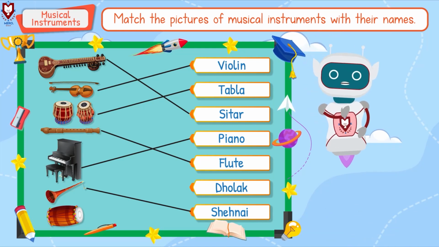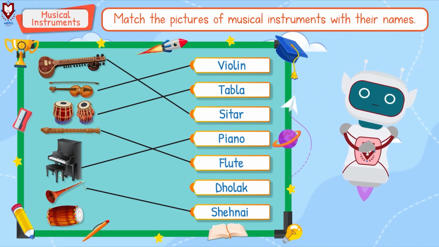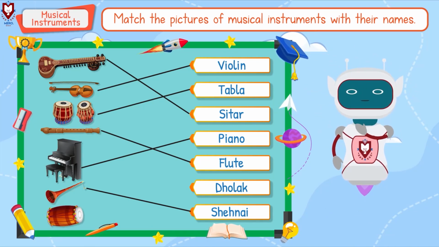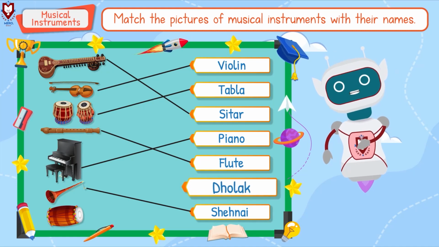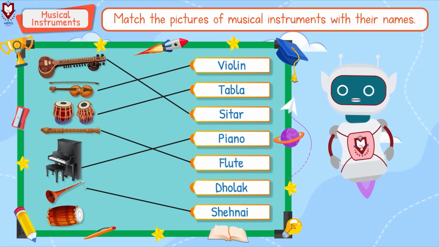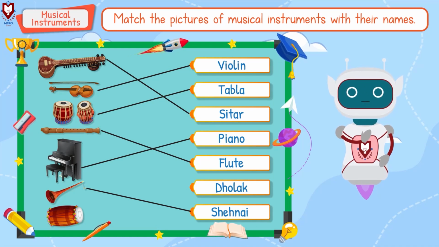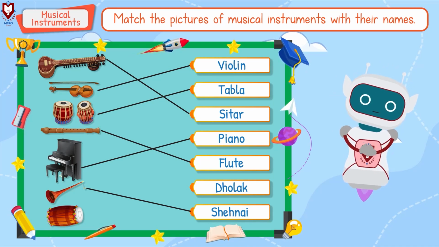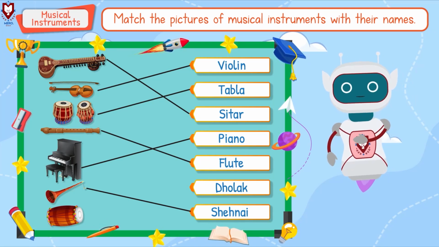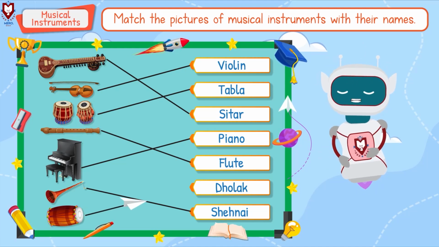Now let's move to the last picture. Do you know what it is called? It's called a dholak. And it produces music like this. Now match the picture with its name.